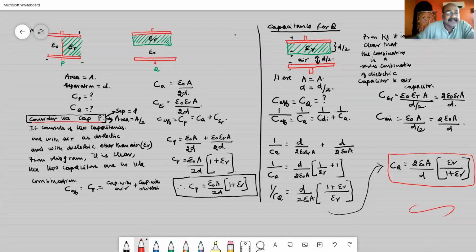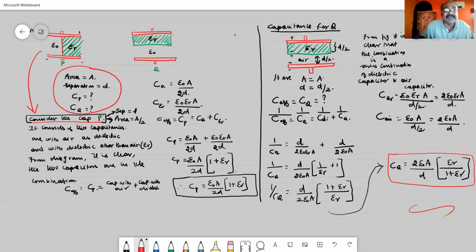So let us consider diagram number 1. These are the general concepts given. The area of the plate is A, the separation between the two plates is D. We are asked to calculate the capacitance of P and the capacitance of Q. First of all, consider the first capacitor P. In this first capacitor, a dielectric is introduced between the plates in a vertical manner. So half of the plates is filled with the dielectric and the other half is having air medium.